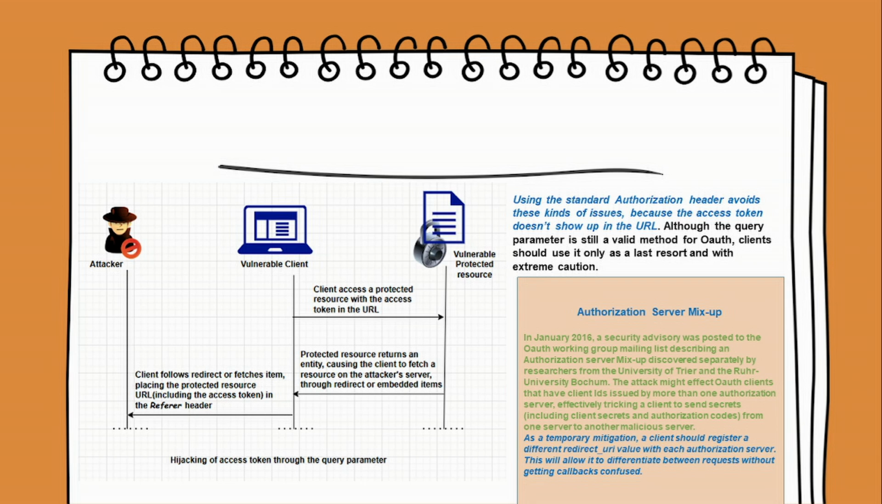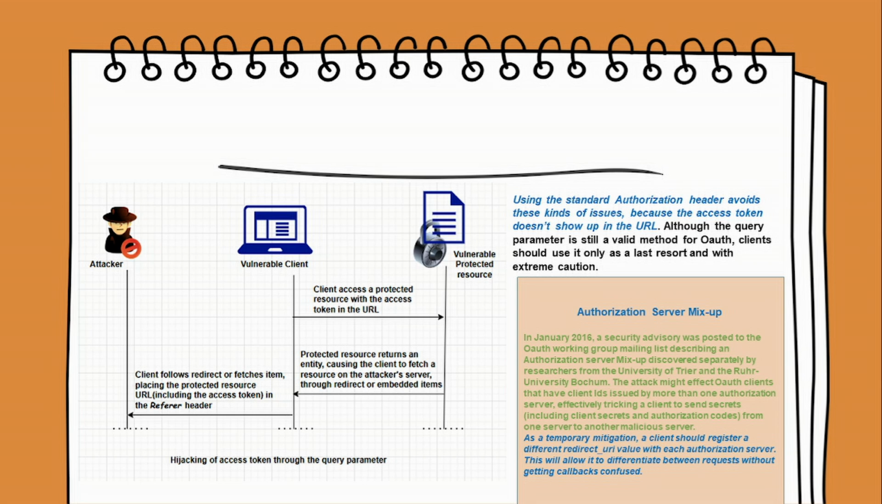So to avoid it, as a temporary mitigation, what people did was have the client register a different redirect URI value with each authorization server. So you have two authorization servers for one instance, and you have configured a different redirect URI for each of the two authorization servers. This will easily allow you to differentiate between the requests without getting callbacks confused. If you have the same redirect URI, then yeah, it can be confused, and maybe some information can be leaked this way. So that's what happened in January 2016, what people have seen.